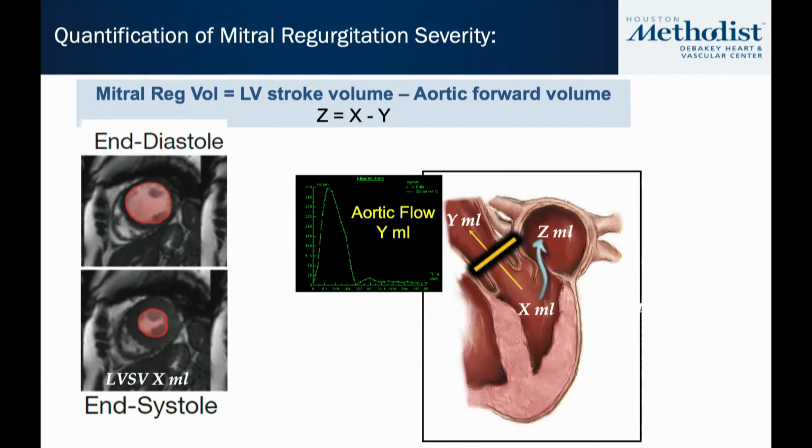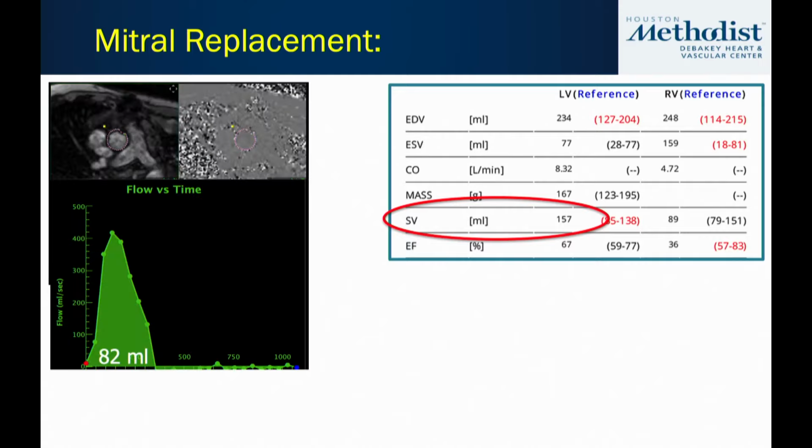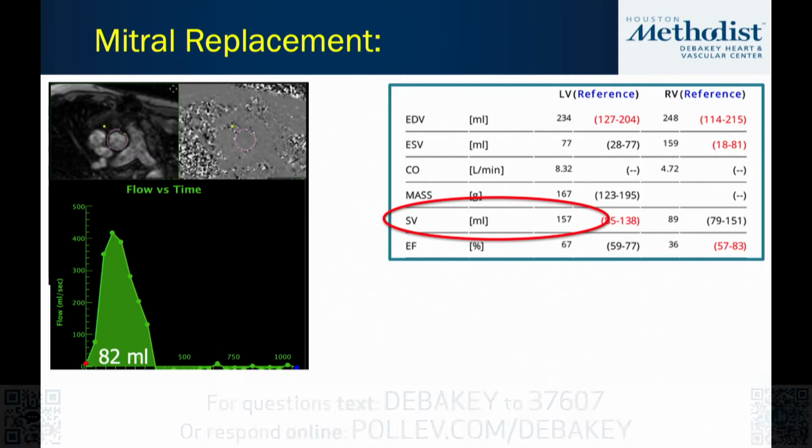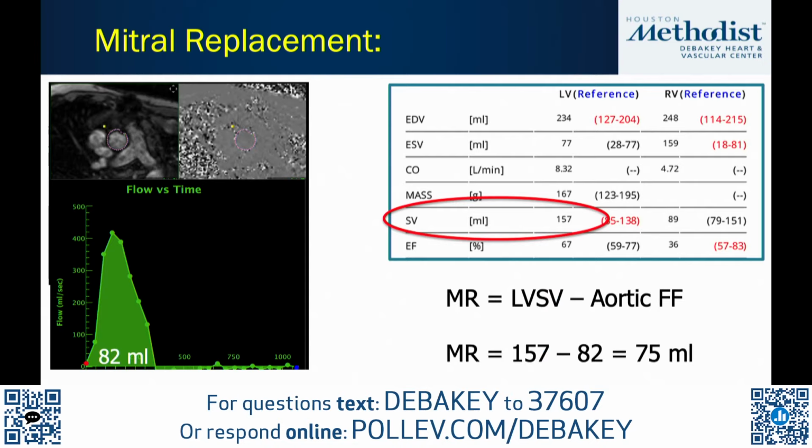And so again, notice none of this involves direct imaging at the mitral valve level itself. And as a result, even if there's artifact at the mitral valve, it's really not going to impair your ability to do a mitral regurg quantification. And so here's an example in a patient who had an LV stroke volume that's 157 cc's by planimetry of the cine images, but aortic outflow is 82 cc's. That means that the rest of that flow, the difference between these two, has got to be going retrograde back into the atrium and therefore represents a prosthetic mitral regurgitation.